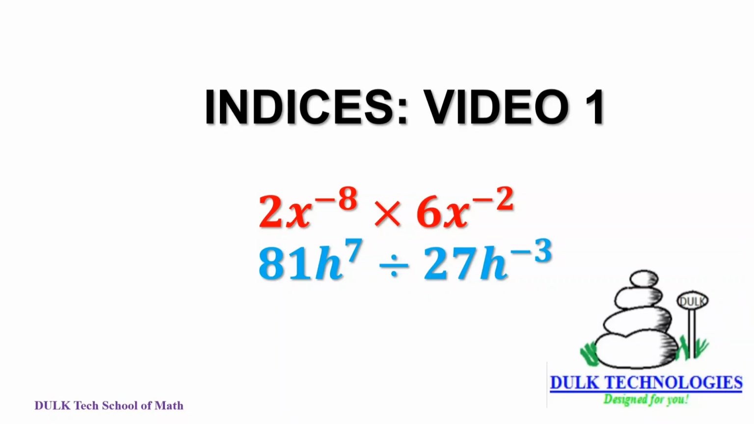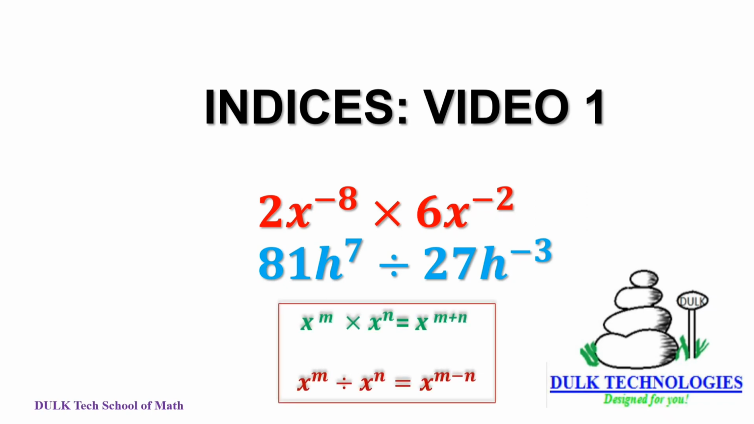In this video, I want to show you how to use these two laws of indices to simplify expressions. These two: x to the power m times x to the power n is equal to x to the power m plus n. That's the first one. Then the second one, x to the power m divided by x to the power n is equal to x to the power m minus n, like this. Right, let's move on to our first example.